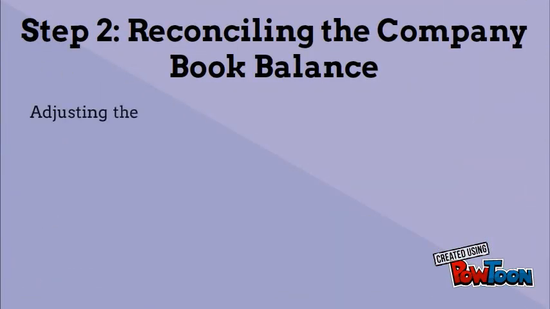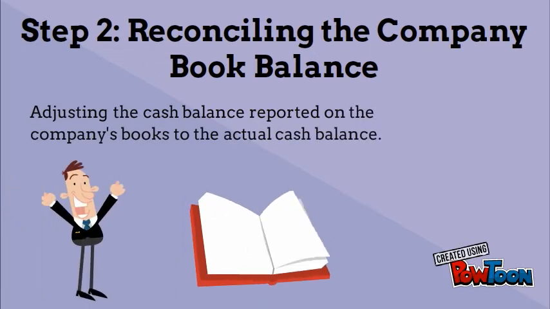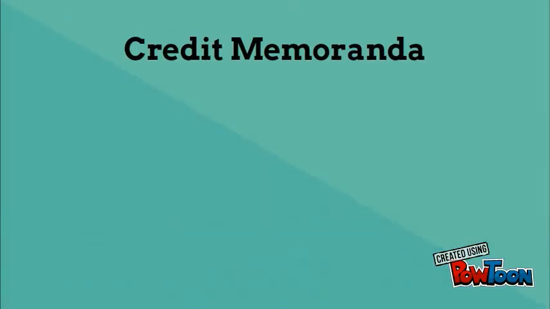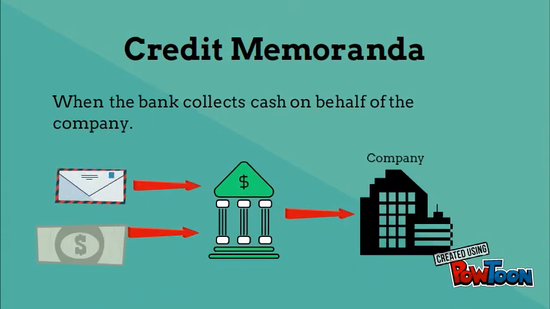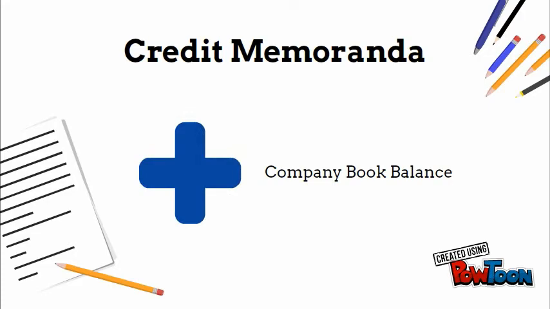The second step is reconciling the company book balance. This involves adjusting the cash balance reported on the company's books to the actual cash balance. These accounts may differ for 2 main reasons. Credit memoranda may arise when the bank collects cash on behalf of the company. This may include collection of a receivable or interest on a note. Credit memoranda should be added to the company's book balance.